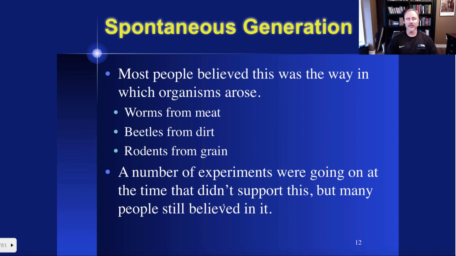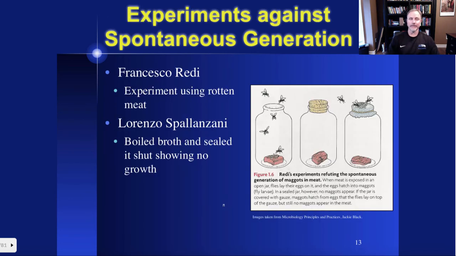So there were a lot of experiments going on by scientific people at the time that didn't support the idea of spontaneous generation. But the problem was most people were uneducated and they still believed in this idea. Okay, so a couple of the experiments, you had Francisco Redi and Lorenzo Spallanzani, and they were doing some experiments to disprove this notion of spontaneous generation.